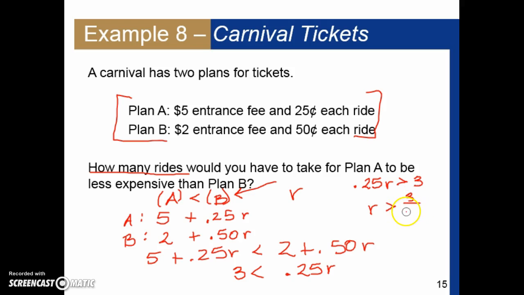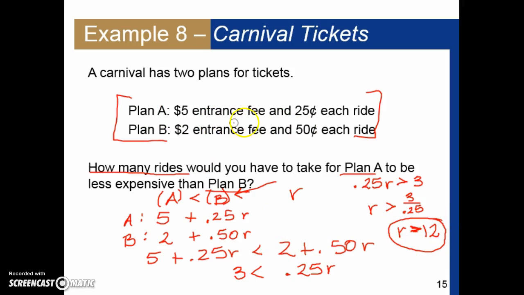So 3 divided by 0.25, or 1/4. That's easier for me to do in my head with the fraction. 3 divided by 1/4 is 12, not equals, but greater than. So Plan A is going to be less expensive than Plan B unless you ride more than 12 rides.